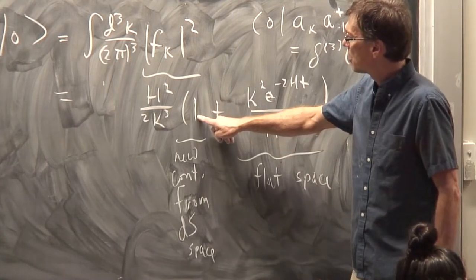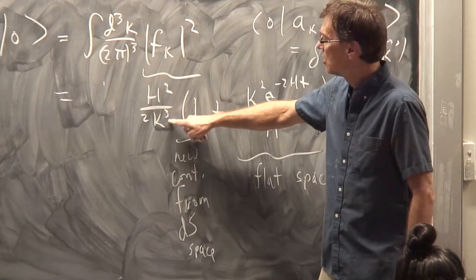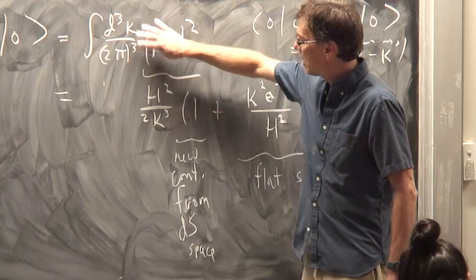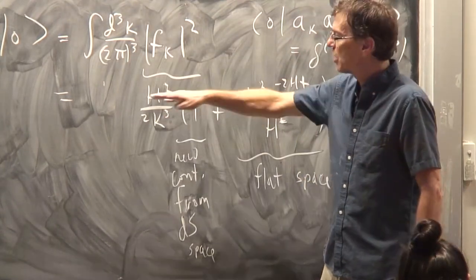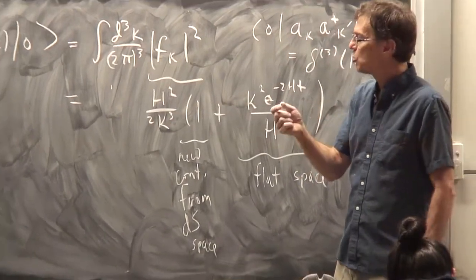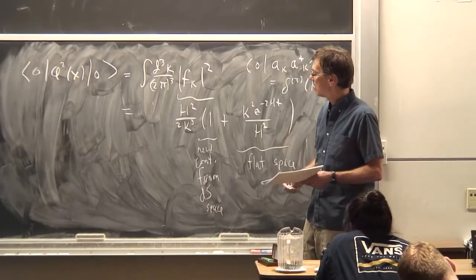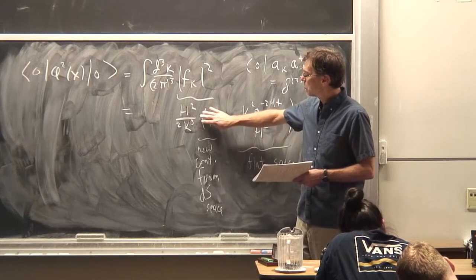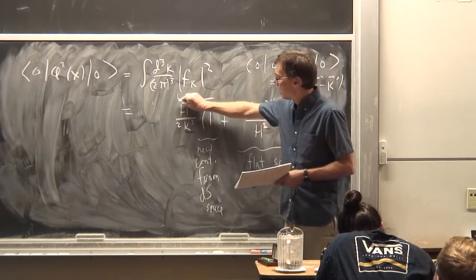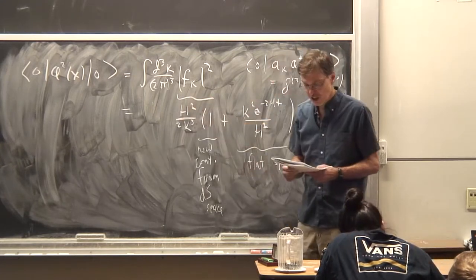But the other part is the one that is scale invariant, in the sense that we have the integral d3k over k cubed. So we're getting equal power contributed by every logarithmic interval of k. And that's what we really mean by a scale invariant spectrum. And it's going as H squared.